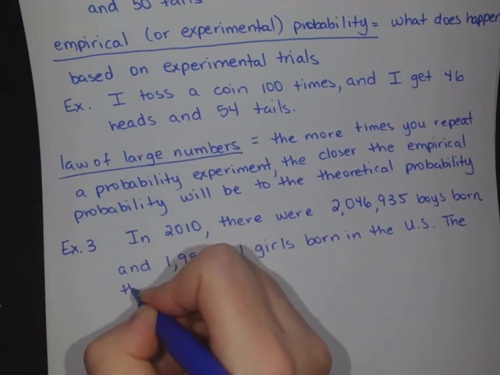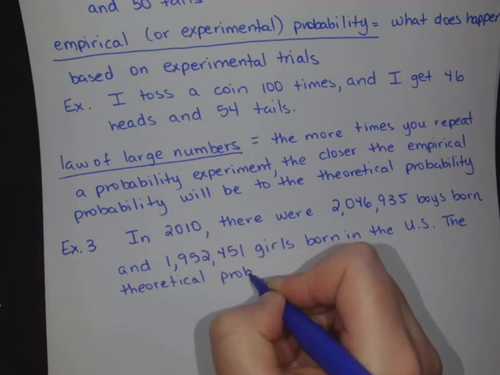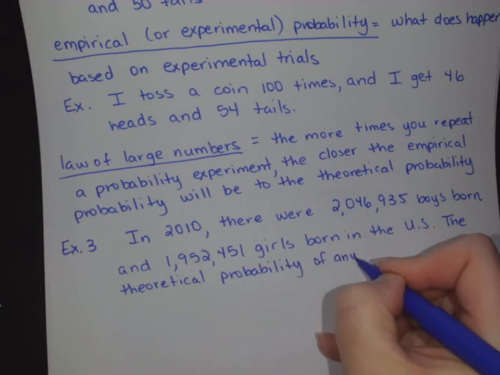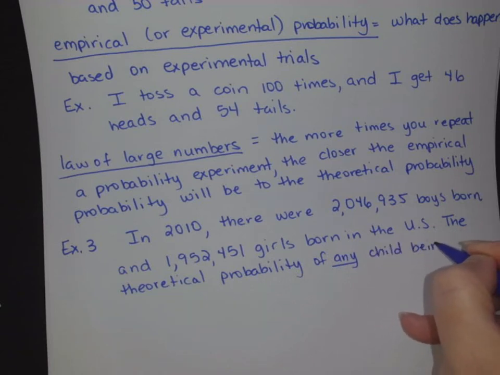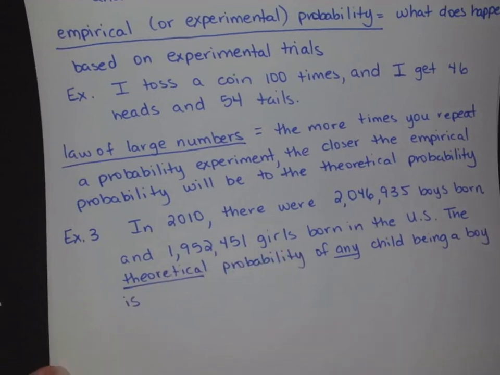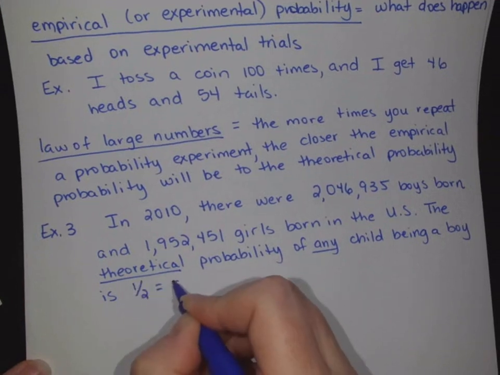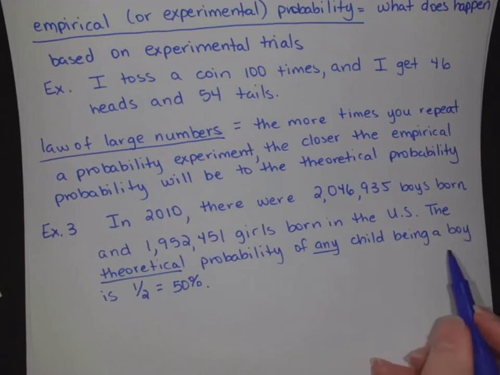So this kind of goes without saying, but the theoretical probability, without science intervention, I guess I should say, of any child being born a boy is what? Well, the theoretical probability is unchanging, right? It's 1 out of 2. There's a boy and a girl, you got 2 shots, right? Two possibilities, and only one of them is what we're asking about in this case, which is a boy.